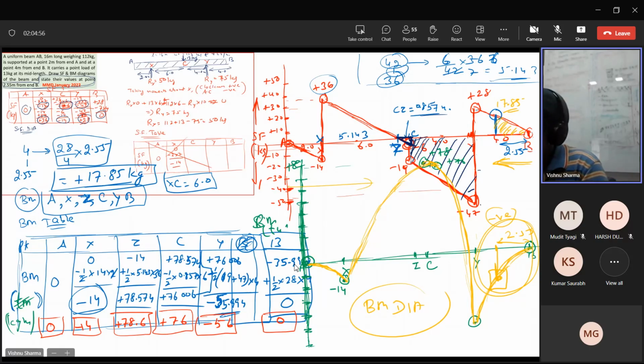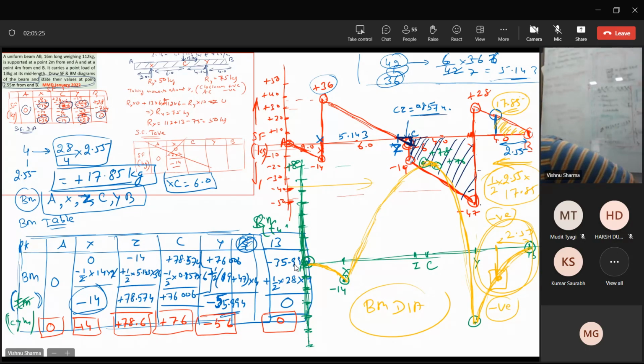And you can calculate this value. The exact value of BM will be half into 2.55 into whatever SF you had got. What SF did you get? 17.85, am I right? Yes, sir. So when you multiply by this, that will be the value of the BM here. When you read from the graph, of course, you can't read that accurately. But remember, this BM will be negative. Be very careful about it. Don't make a mistake. SF is plus 17.85, that is correct, because from the SF diagram the sign is positive. But in the BM diagram, the BM at that point is negative, not positive.